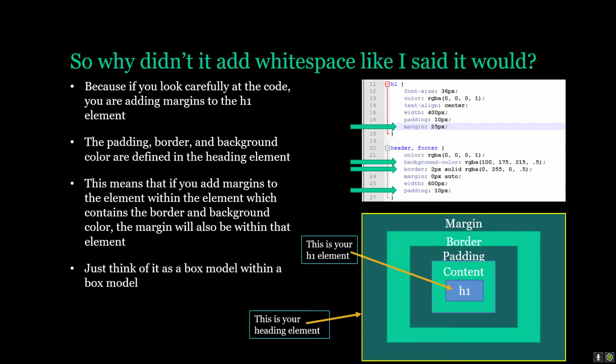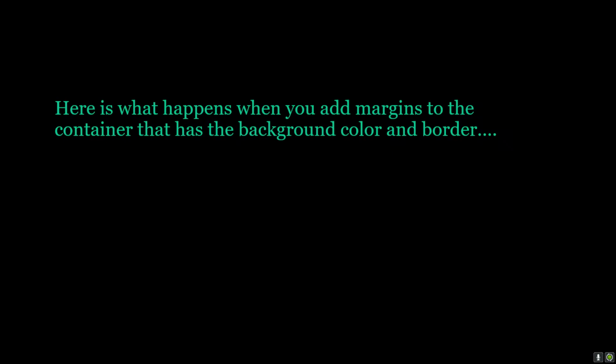Just think of it as a box model within a box model. So you've got that h1 element there, which is also a box model. It has its content, padding, border, and margin. And then that is inside of the header element. And the header element is what defines the background color and the border, so that anything within the h1 element is styled this same way and falls within those parameters. And that's how that works, which is where margins get a bit confusing.